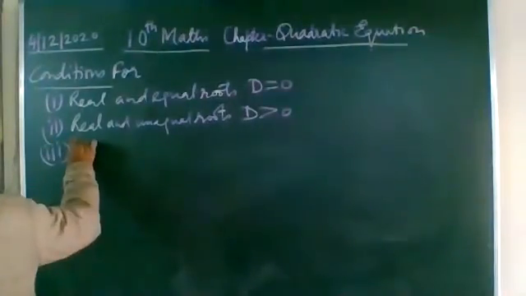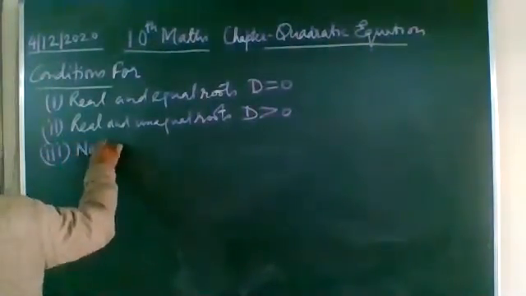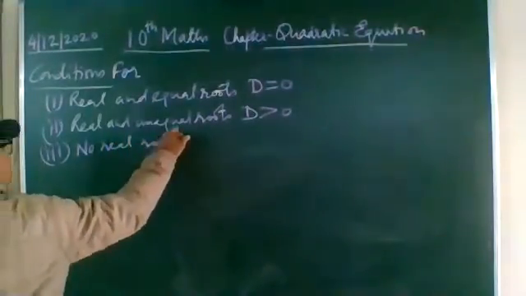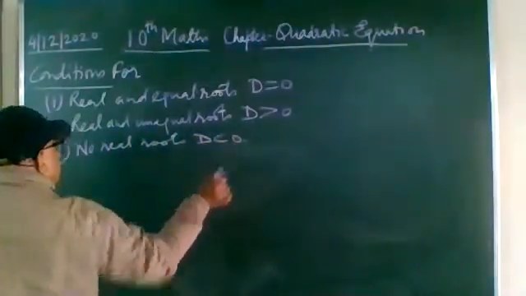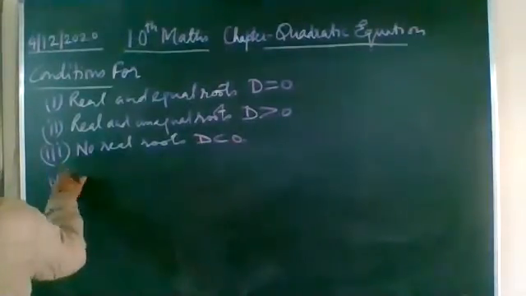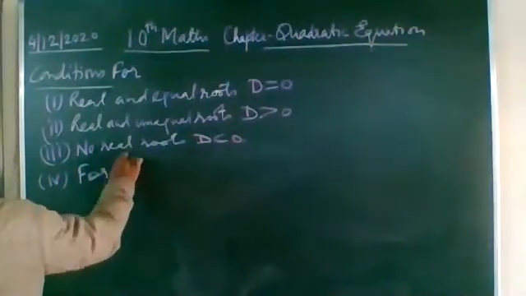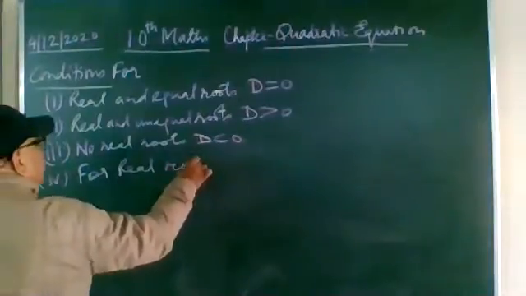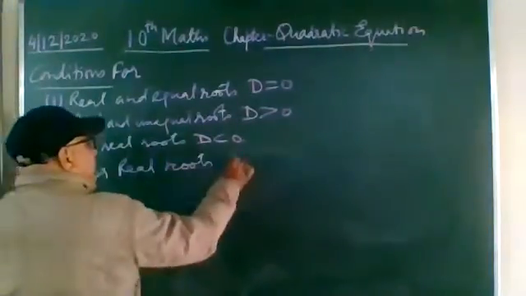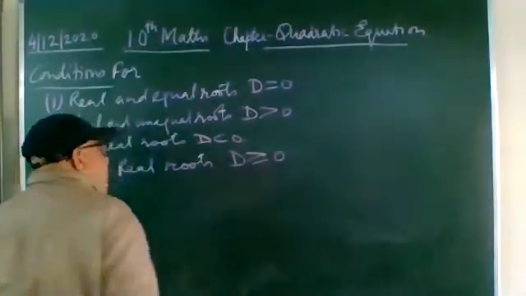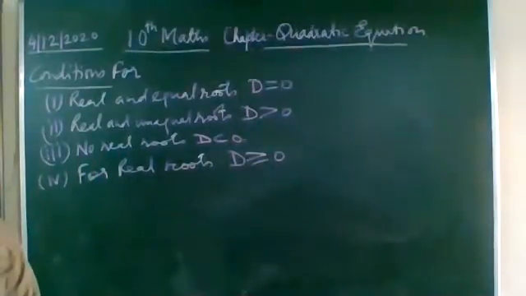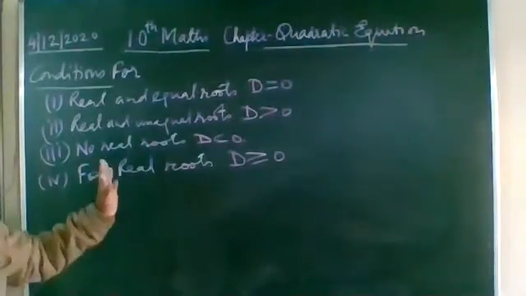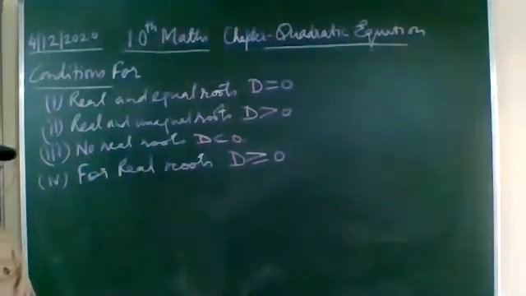Third, no real roots, b less than 0. Fourth, for real roots, d greater than or equal to 0. These are the conditions. You have to go through the conditions and find the value of k in these conditions. If you go to the reflection, you will find a variety of questions on this topic. You can go through that.